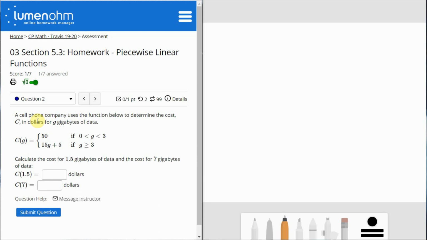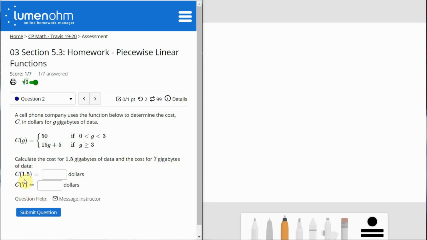Question 2 says, a cell phone company uses the function below to determine the cost C in dollars for G gigabytes of data, and gives me the piecewise function C that equals 50 if 0 is less than G is less than 3, and that equals 15G plus 5 if G is greater than or equal to 3. It wants me to calculate the cost for 1.5 gigabytes of data and the cost for 7 gigabytes of data.